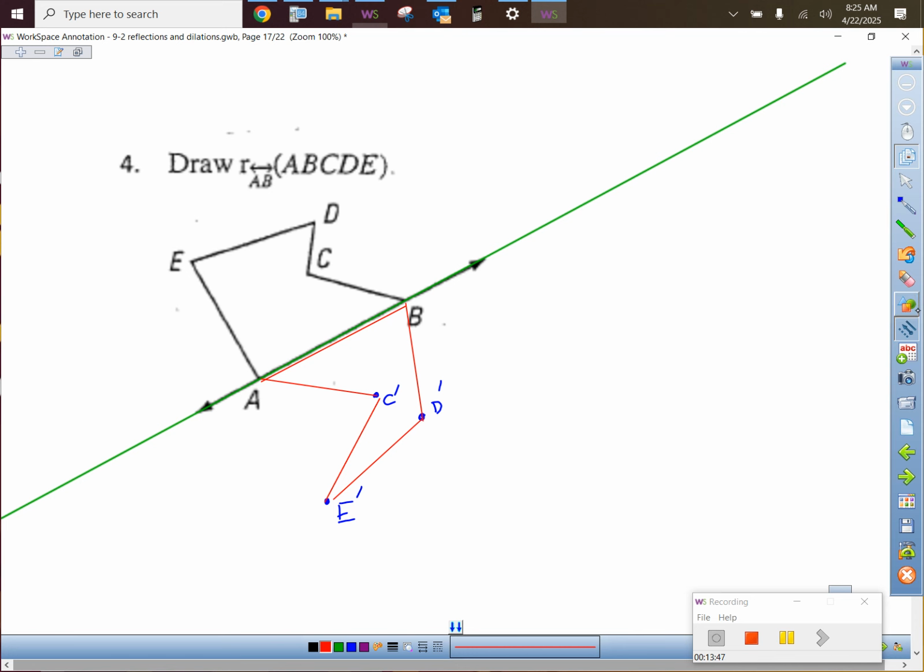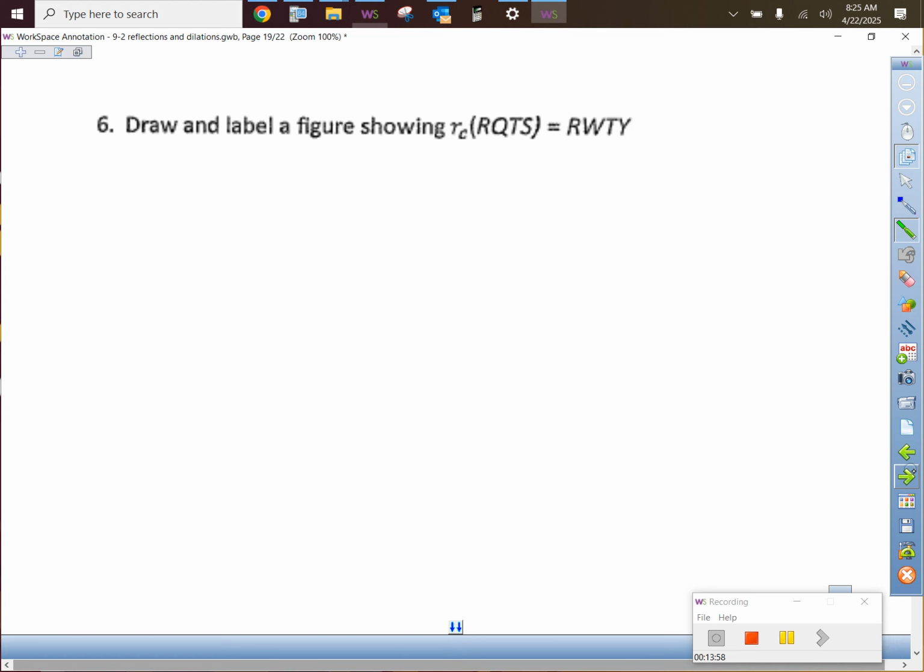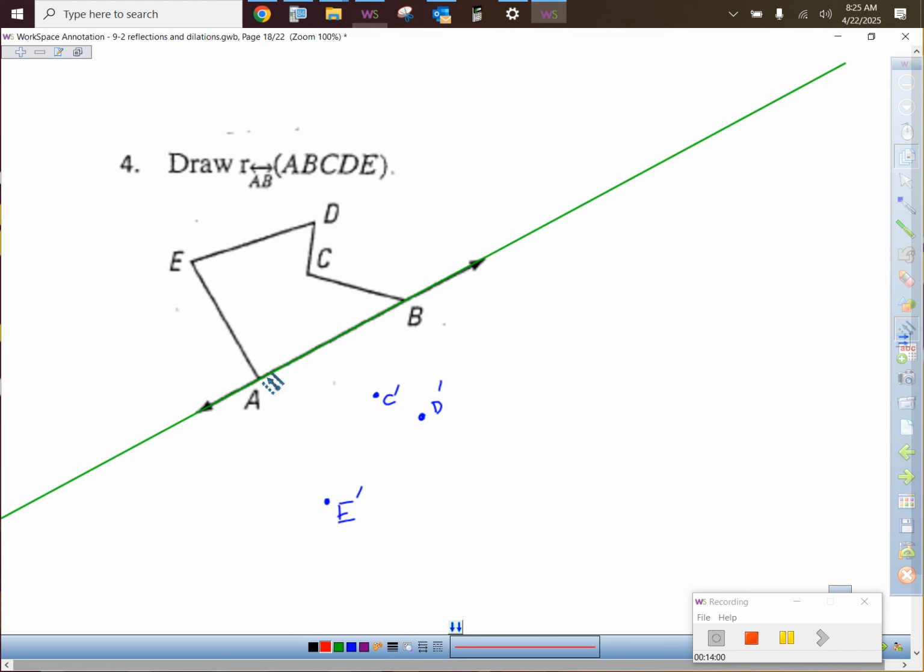But when you want to connect them together, if A is connected to E in the original, A's got to connect to E prime in the new one. So it's easy to do, man. It's easy to mess up. So make sure that we go boom to boom to boom to boom.